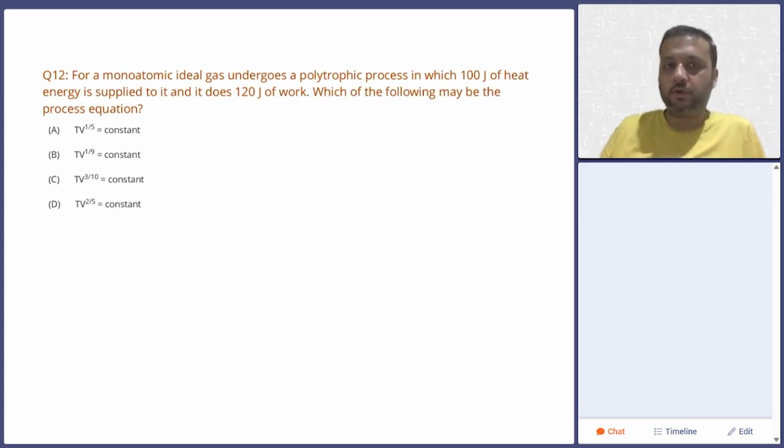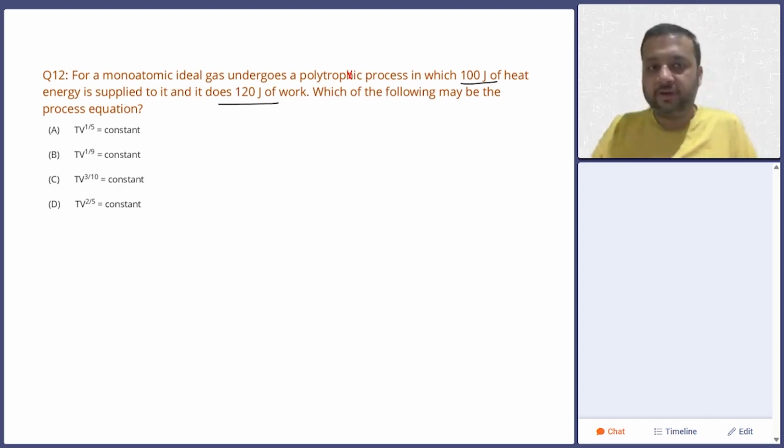Here what is happening is a monatomic ideal gas that undergoes a polytropic process, in which 100 joules of heat is supplied and it does 120 joules of work. We have to find the process equation.